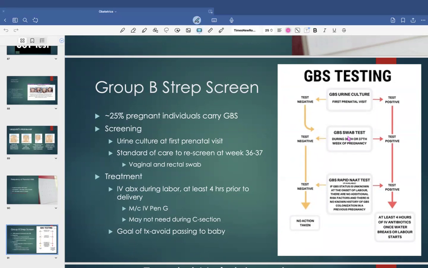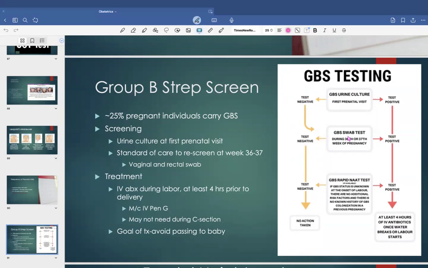You may not need it during a C-section, mostly. That will be left to the discretion of the physician. The goal is to avoid passing Group B to the baby. If you do a C-section, and we know that it's found more in the vagina and the rectum, that kind of bypasses that.